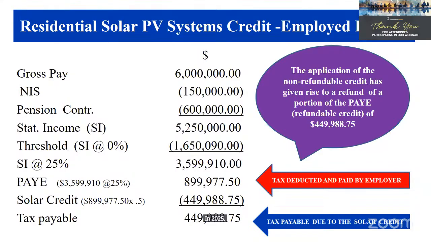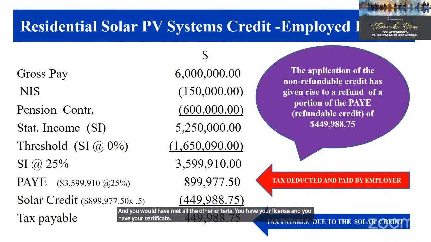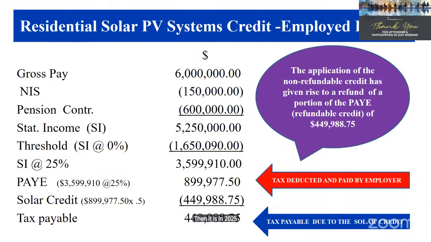Okay, so that sounds right, because the system would have been acquired after January 1, 2023. Yes. And you would have met all the other criteria. You have your license and you have your certificate. Then it is in 2025 that you would be eligible for that credit.